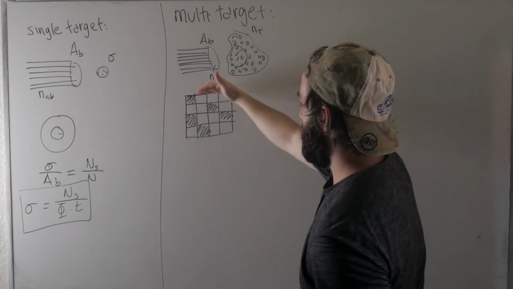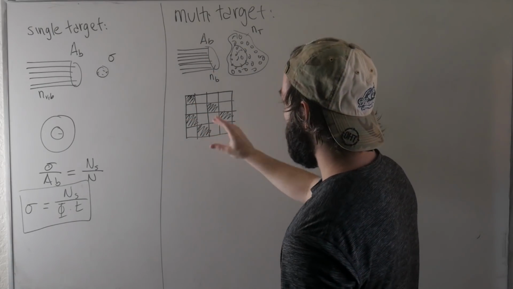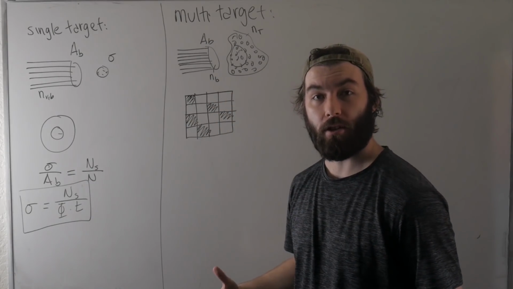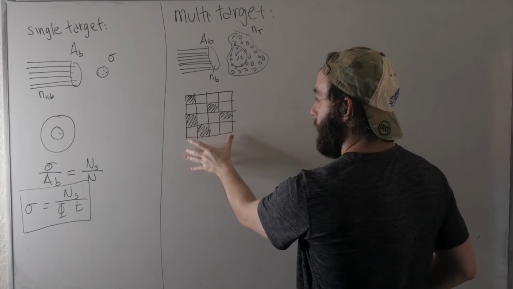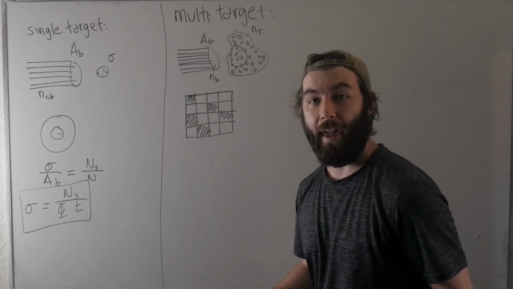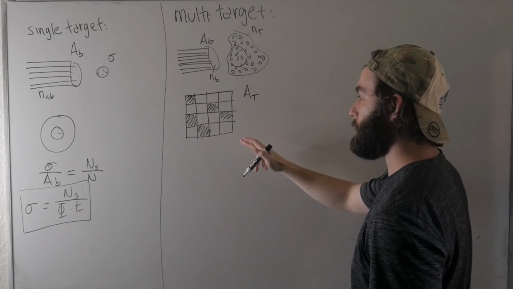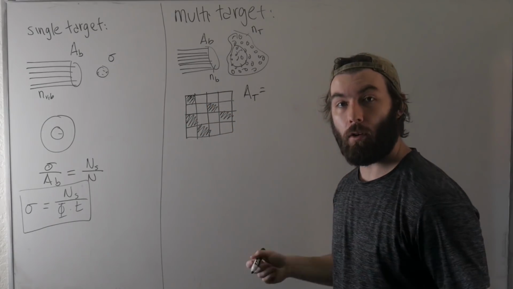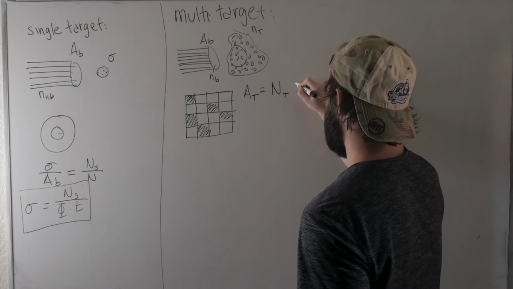So the total area here is going to be the cross-sectional area of the beam. And we're going to be interested in not the little areas here. We already know that they're the cross-sectional areas of the target. That's the area that this is blocking off. The area taken up by all of the targets out of the available area, I'm going to call A sub t. So A sub t is the area blocked off by these targets, which is just going to equal the number of targets times their cross-sectional area.